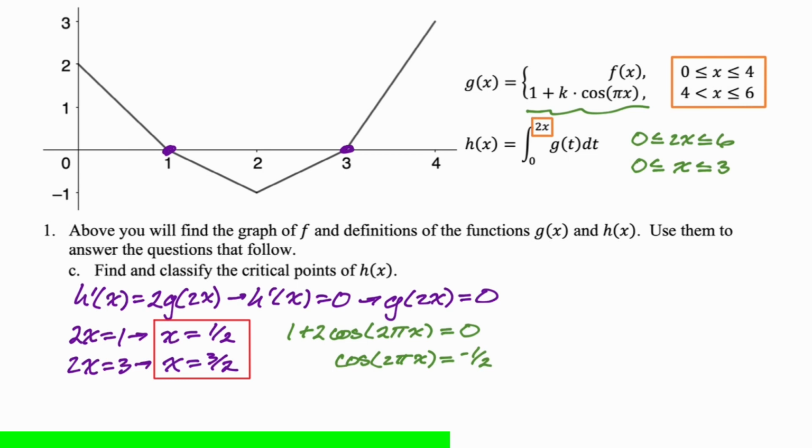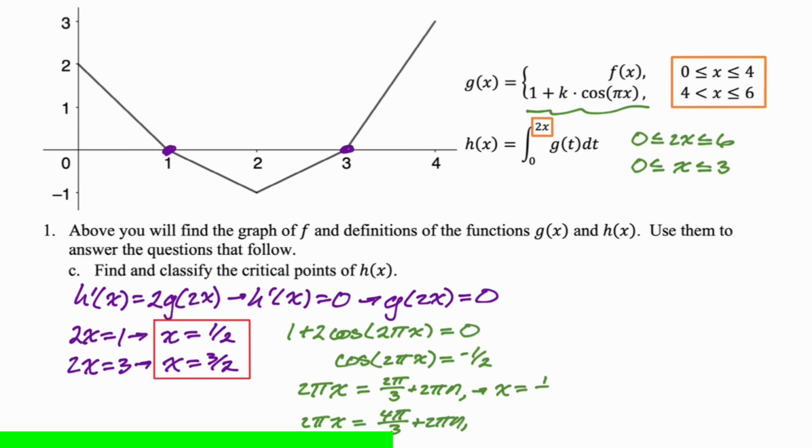We have cosine is -1/2. We think, where does cosine equal -1/2? That's at 2 pi over 3 and 4 pi over 3. So I'm going to start with that. So 2 pi x would be 2 pi over 3 plus 2 pi n, right? Because every time you go around the circle. Or 2 pi x is 4 pi over 3 plus 2 pi n. And then in general, n has to be an integer.